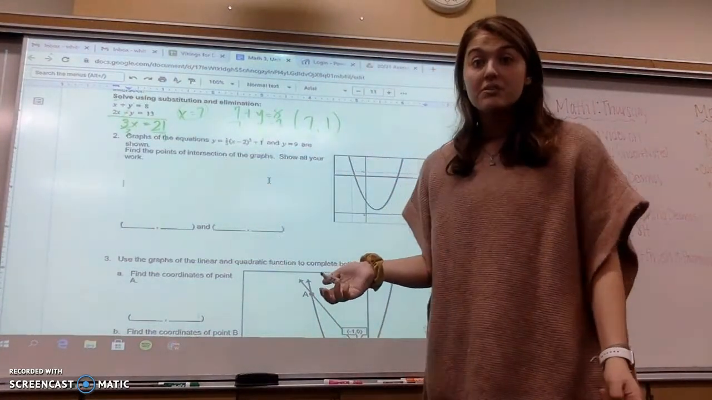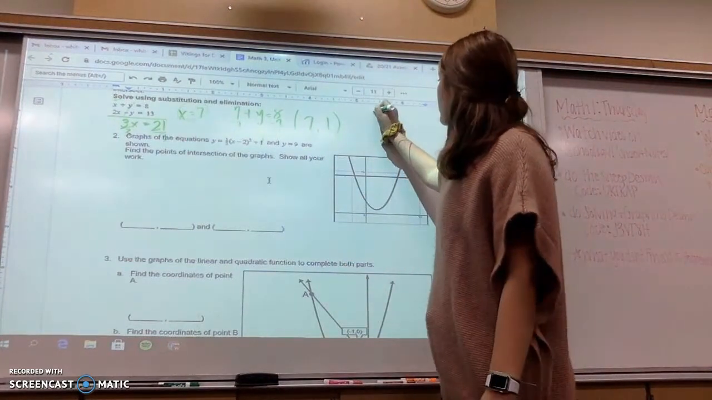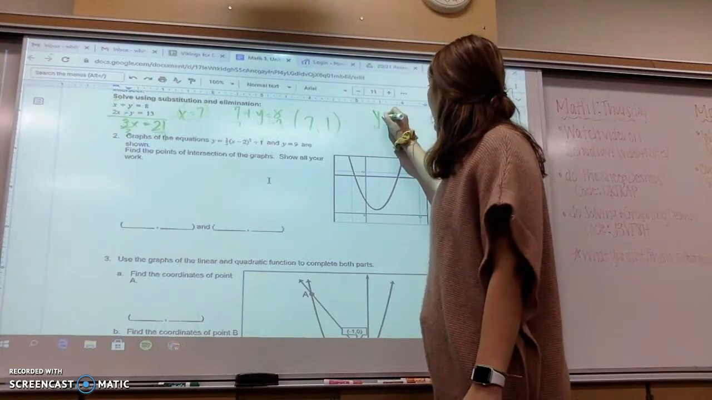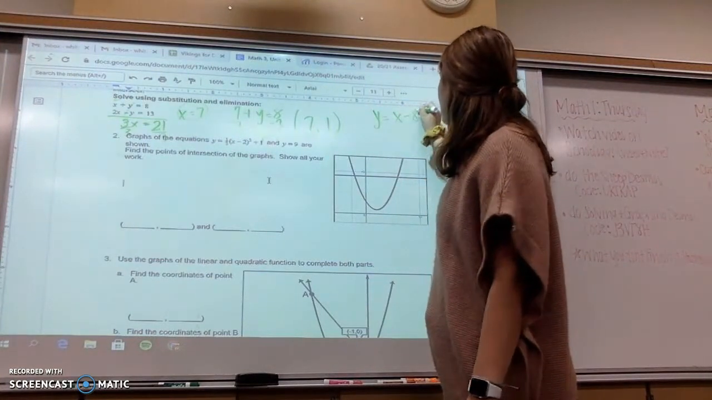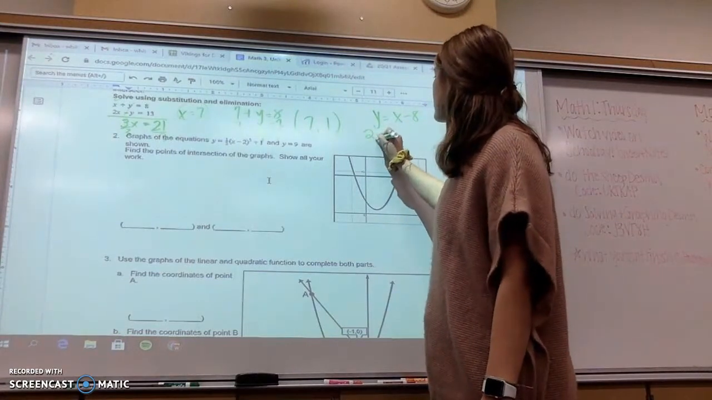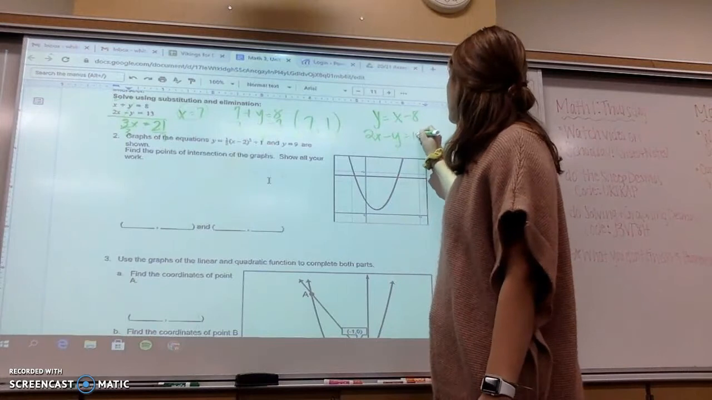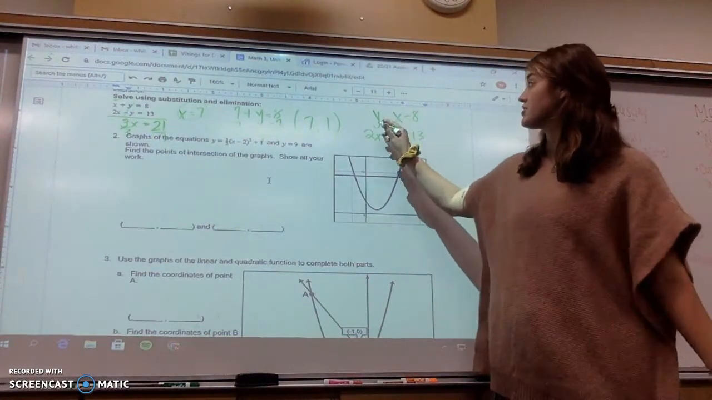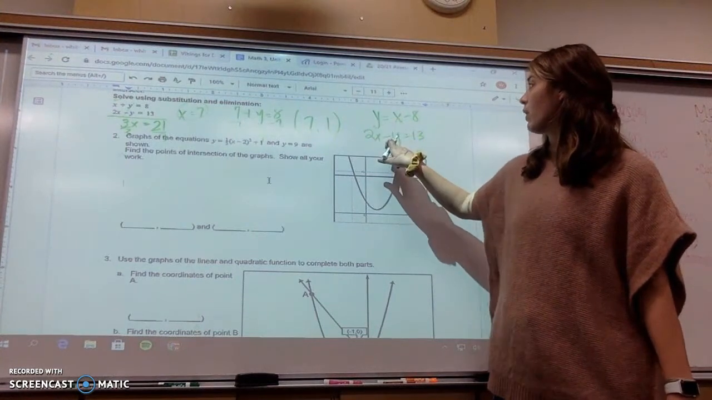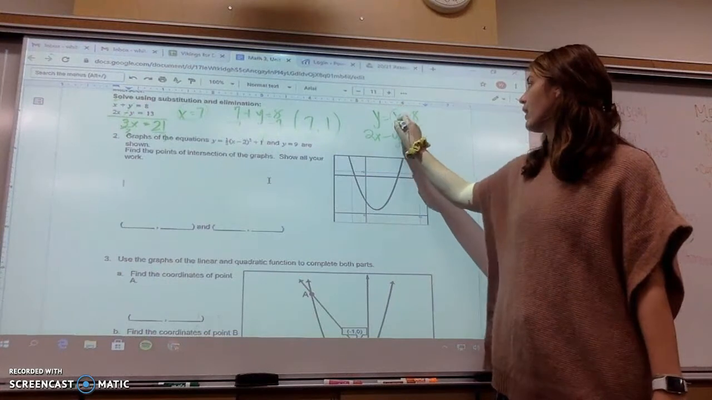If you wanted to do substitution, I'm going to do a different example over here. I'm going to do y is equal to x minus 8, and the equation 2x minus y is equal to 13. For substitution, you plug in where y is, because it says y equals that. We're going to plug in whatever that y equals.